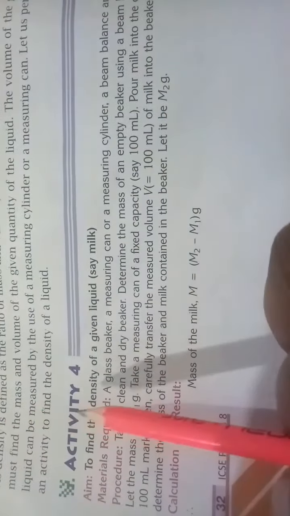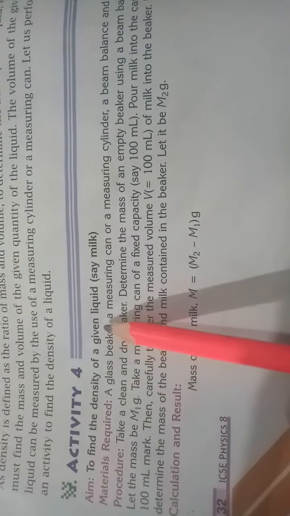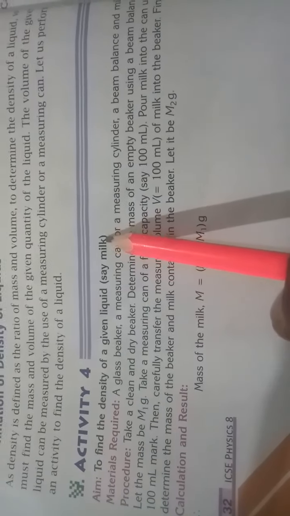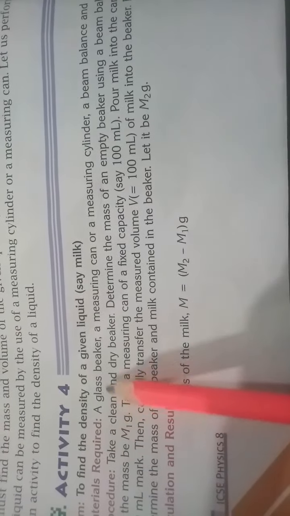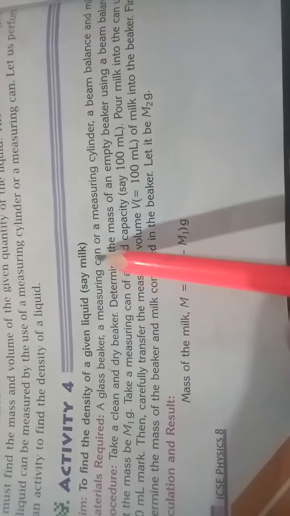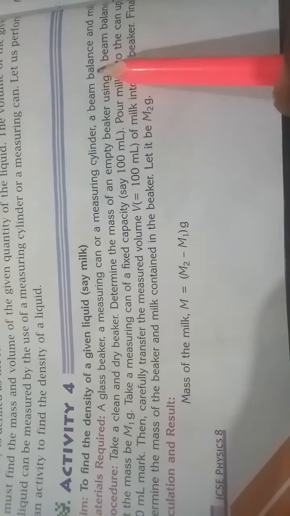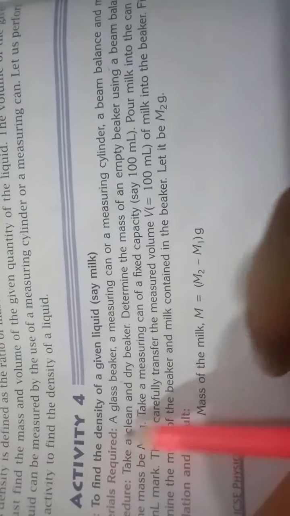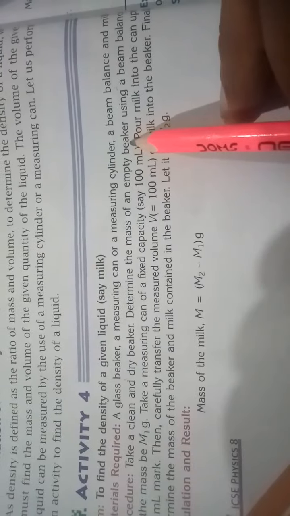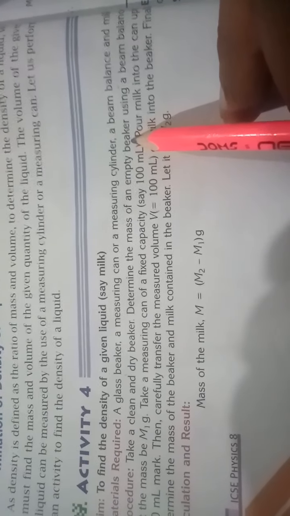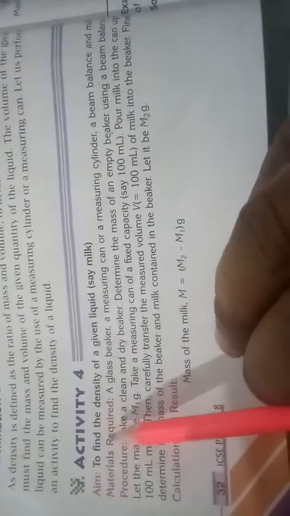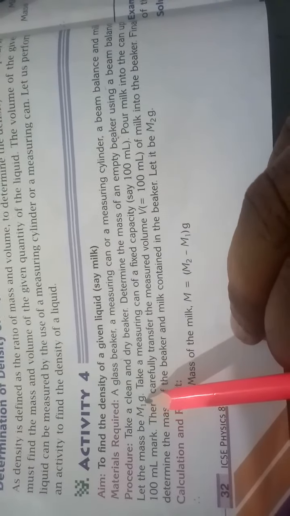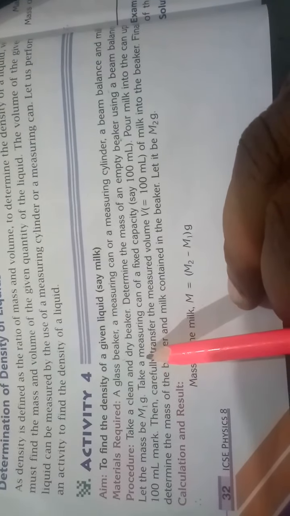This is activity number 4, to find the density of a given liquid, say milk. What are the materials required? A glass beaker, a measuring cane or measuring cylinder, a beam balance and milk. First, take a clean and dry beaker. Determine the mass of the empty beaker with the help of the beam balance. Say this is m1 gram.